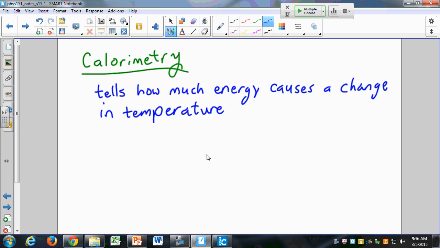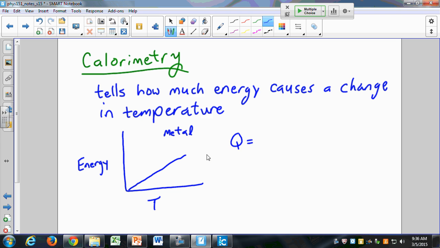So say, for example, if I were to plot the change in temperature on one scale and the amount of energy required on another scale, say for a block of metal, like aluminium, as I add energy to this, the temperature will increase. Or I can think about it as the temperature increases, I have to add energy to this. It's a linear relationship. It's given by this. I gave this earlier. But Q is equal to M times C times delta T. So we are going to see this for calorimetry.